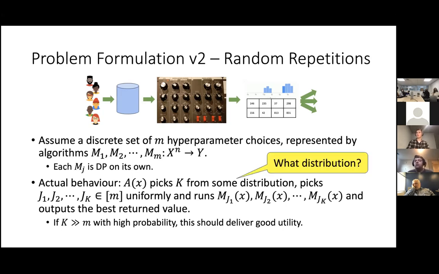Thomas, I have a question. In the setting I'm thinking of, there's a huge number of possible hyperparameters, if I'm thinking of training a neural network, and far more than I could ever hope to run. This will still apply to that setting, right?